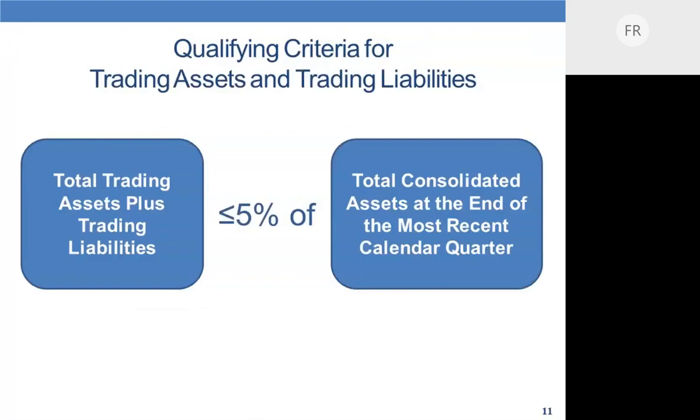Okay, now moving to slide 11. This slide shows the qualifying criteria for trading assets and trading liabilities that we referenced earlier. If you have any trading assets or trading liabilities, the sum of these items is limited to 5% or less of total consolidated assets. The amounts used in the calculation are the amounts as of the end of the most recent calendar quarter.